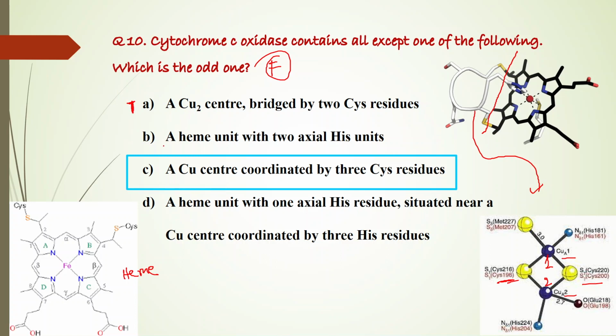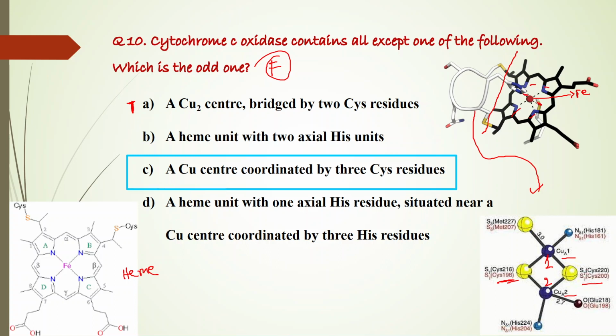Coming to the next one, it is saying a heme unit with 2 axial histidine units. Actually it exists, because this is the heme unit that you are looking at, only this black planar part. Now look at this red circle, that is your iron center. Now at this iron center, you can see there are 6 dashed lines. 4 are planar, that is due to the porphyrin ring, and another 2 on the axial positions.